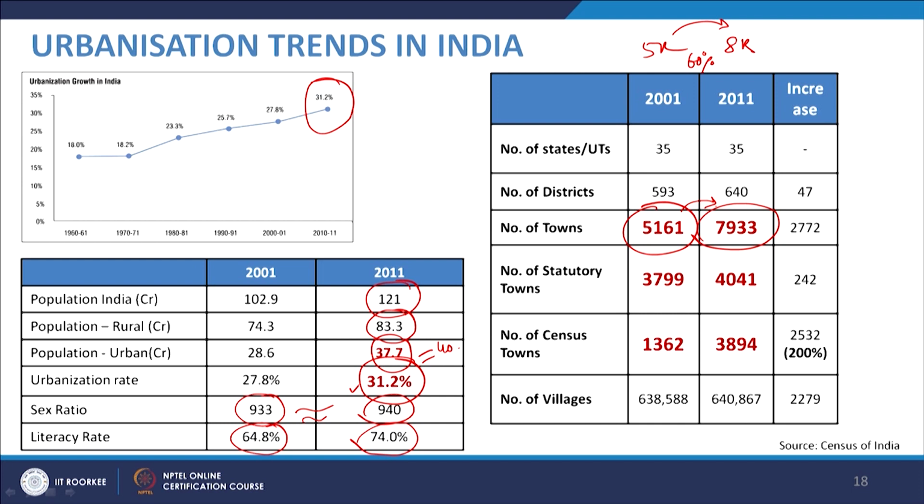But the very important part is that the increase of statutory towns is not much, but the number of census towns has increased from about 1362 to 3894, that means you can see more than 200% increase. So, from this slide you can see that the urban population is increasing, but the very fast growth is in the census towns, which are non-statutory, growing at a very fast rate.